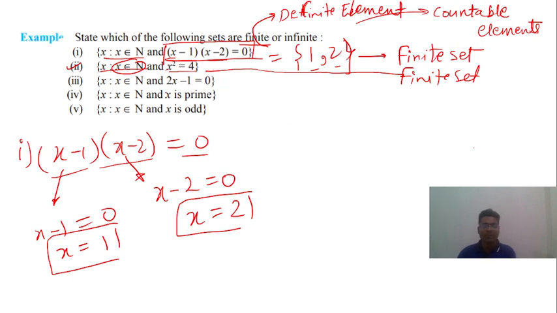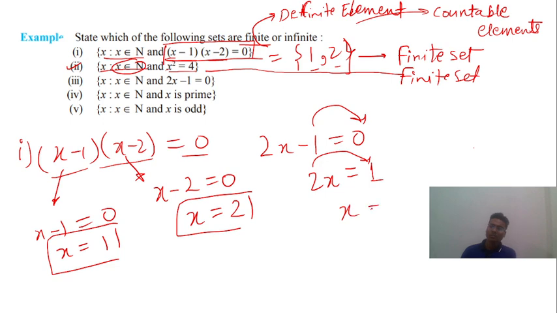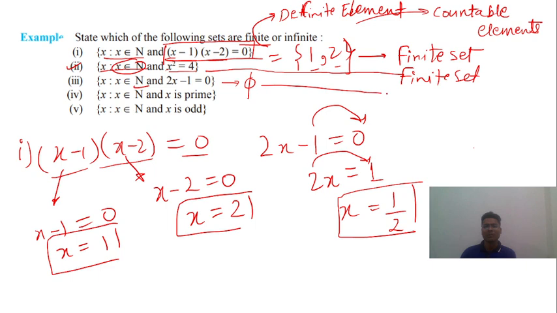Next, we have 2x minus 1 equals 0. We send the negative 1 to the other side, so it becomes positive 1, and we send the 2 to the other side, so it becomes 1 by 2. Is 1 by 2 a natural number? No. So we got nothing here. Again, you can count that there are 0 elements in this, so it is a finite set.